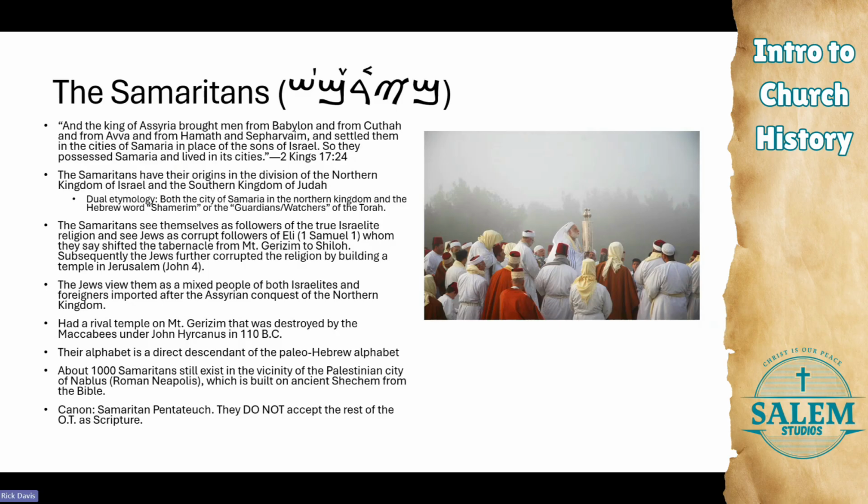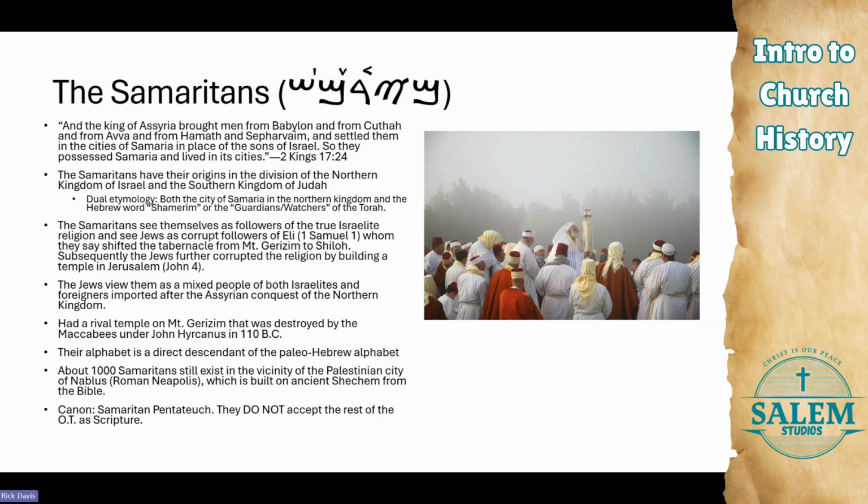It's thought to have sort of a dual etymology. Both the city of Samaria in the northern kingdom, which was the capital of the northern kingdom, as well as the Hebrew word shamarim, which are the guardians or watchers. And the idea is that they are a people who are guarding or watching the Torah that God had handed down to Moses on Sinai.